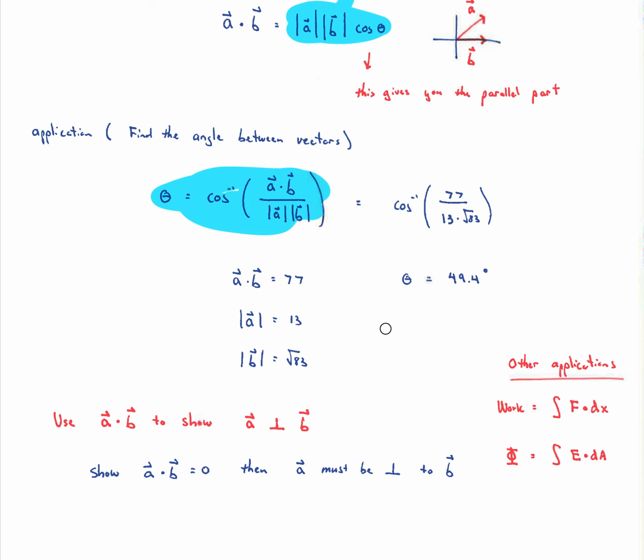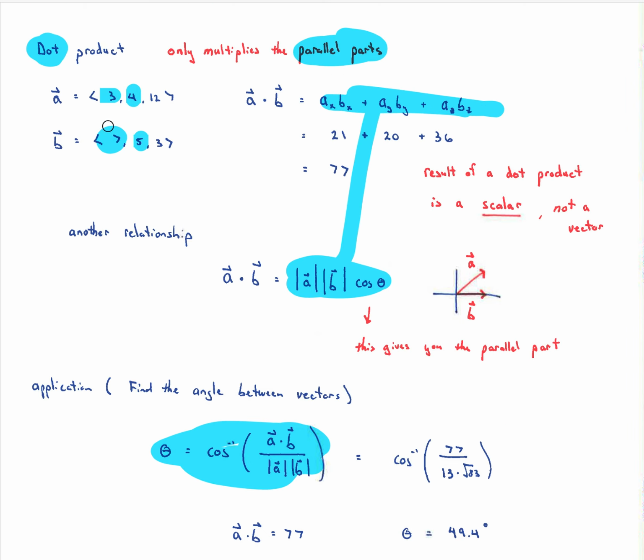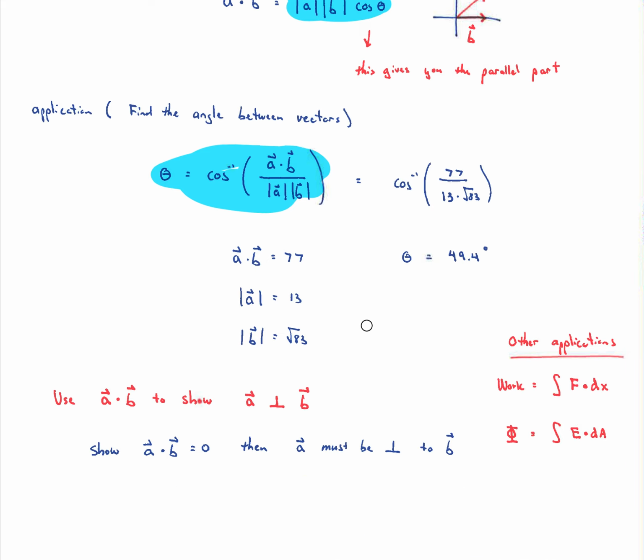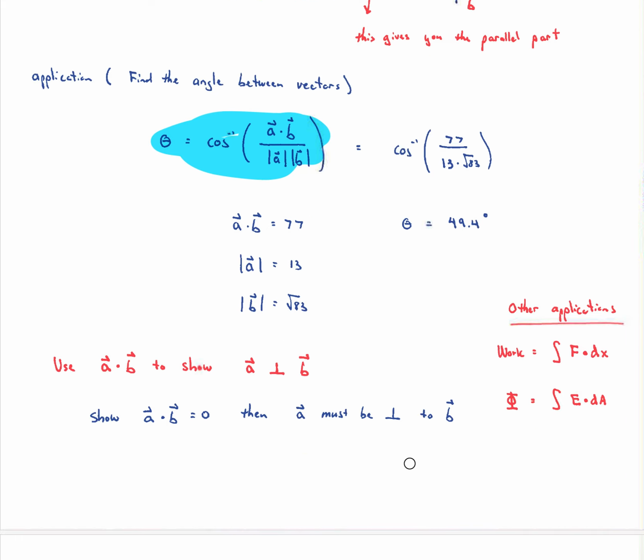And so this is what I would do if I actually wanted to find the angle between A and B. I would get 49.4 degrees. Okay? One of the main uses of a dot product is if you wanted to show two vectors were perpendicular, you would just show that the dot product is equal to 0. Think about that again. The only way that the dot product is 0 is if the angle is 90 degrees.